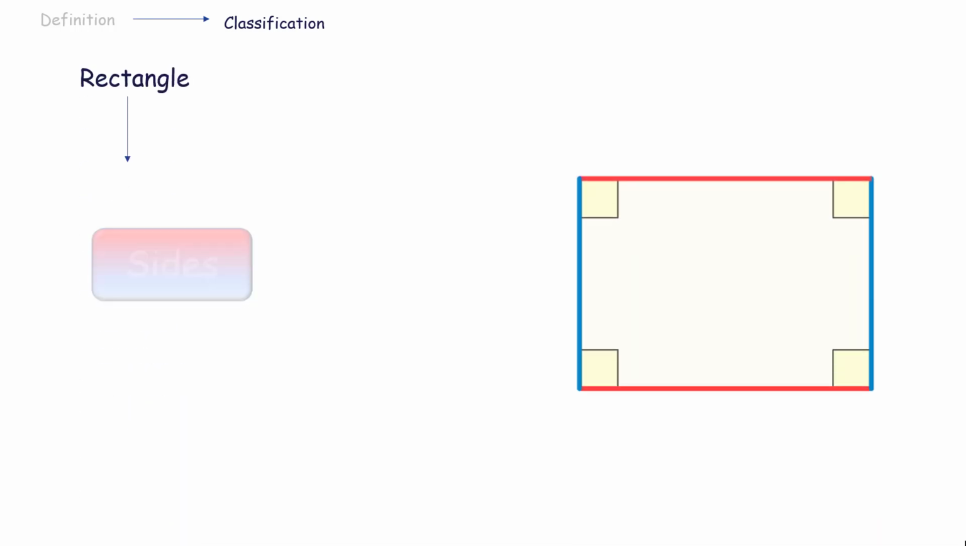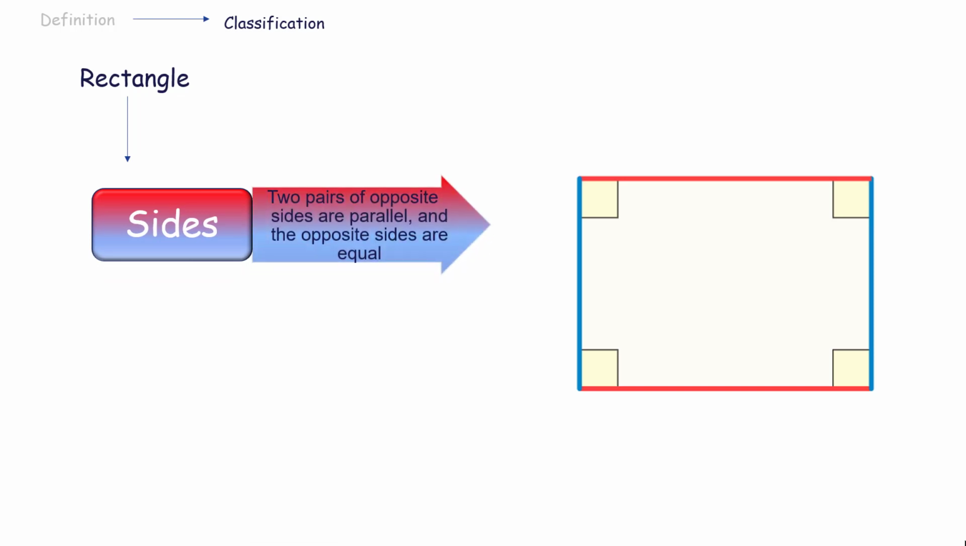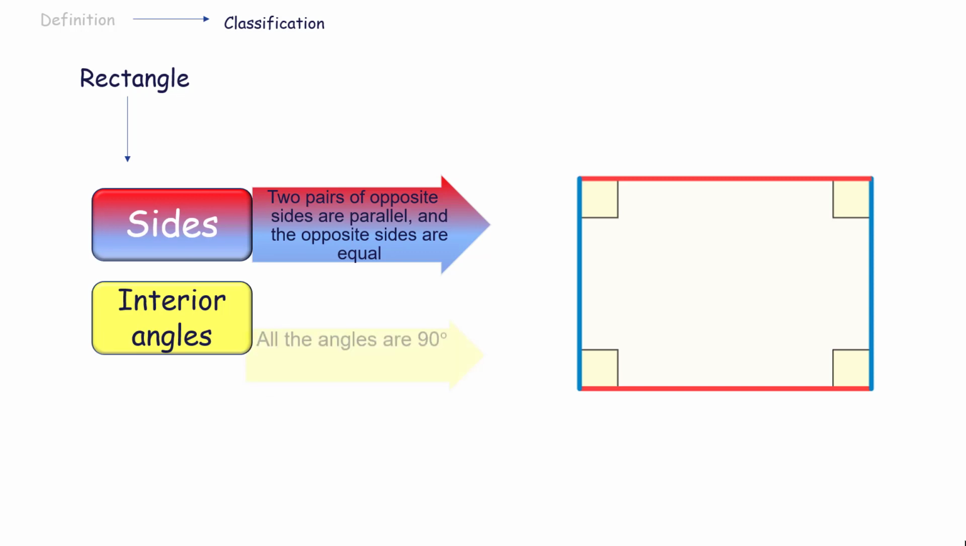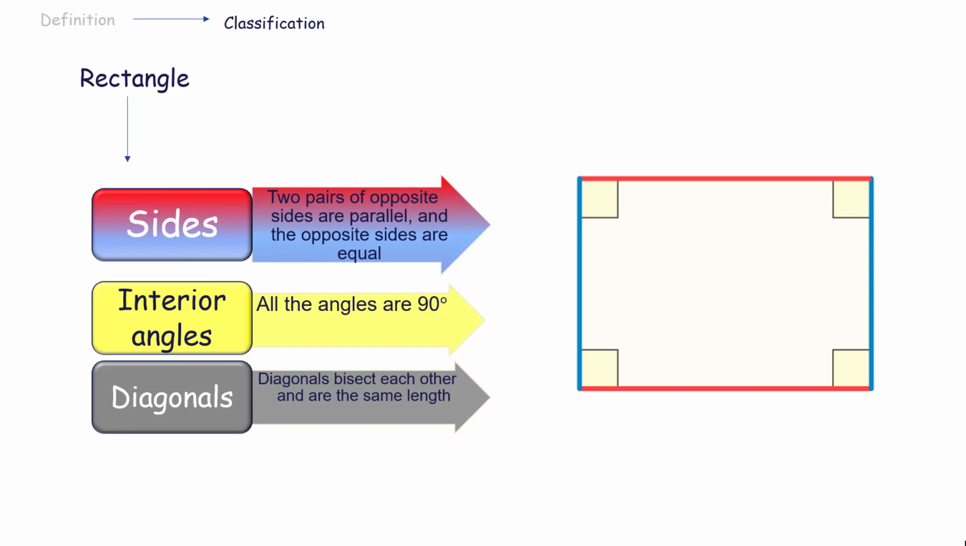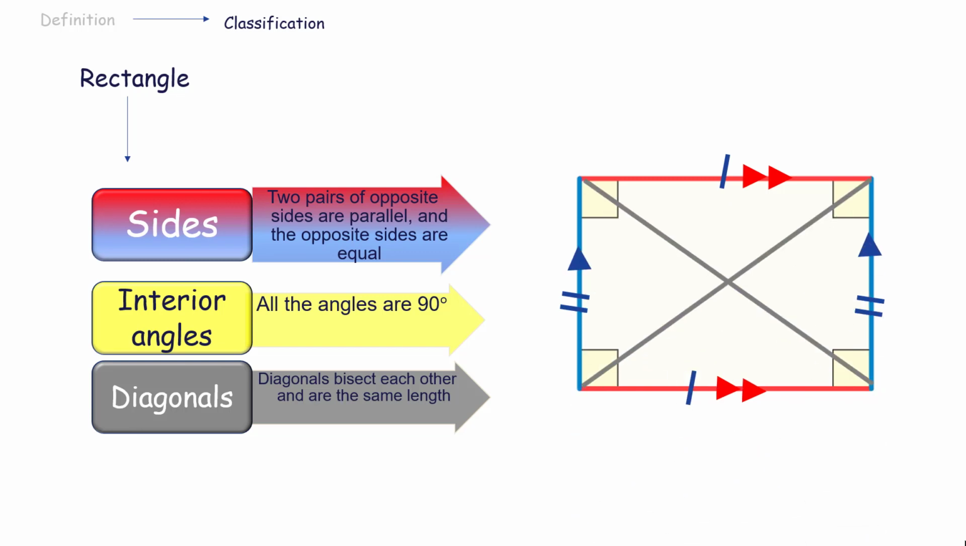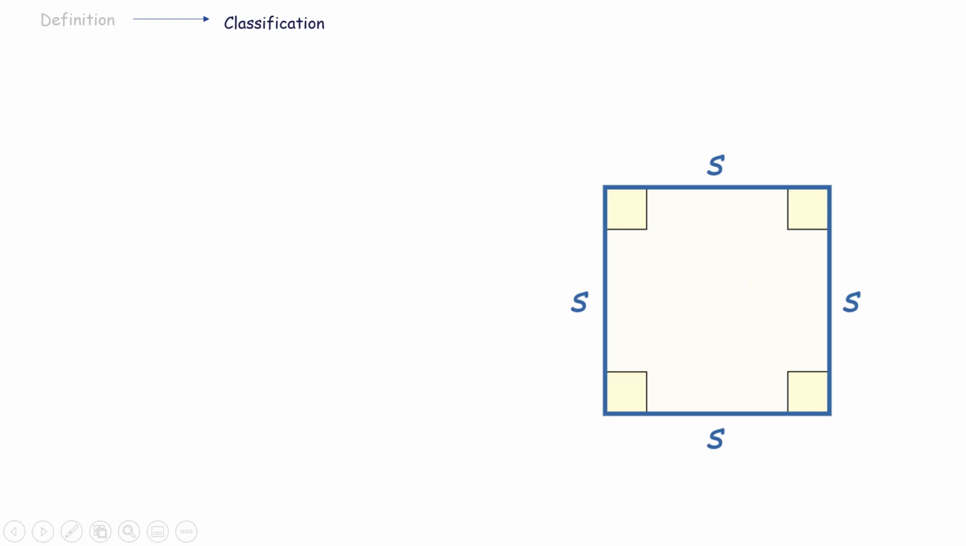The rectangle. The sides, two pairs of opposite sides are parallel and the opposite sides are equal. The interior angles. Yes, the opposite angles are equal, but they are also all 90 degrees. And the diagonals bisect each other and are of the same length. So there are your parallel lines and your equal lines. The diagonals bisect each other and they are exactly the same length.